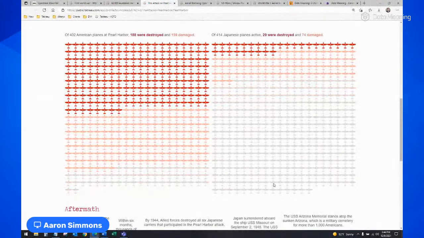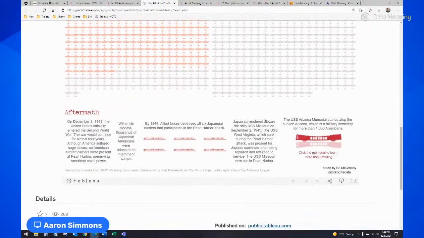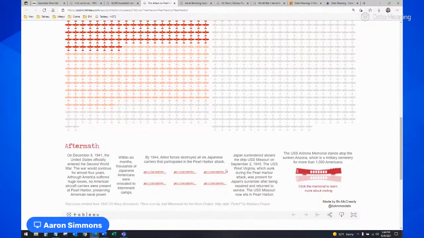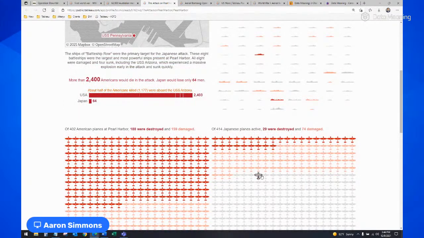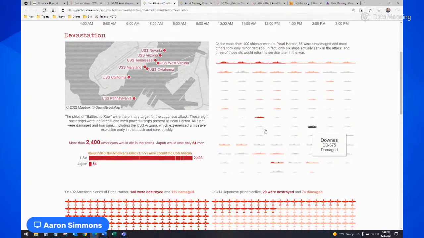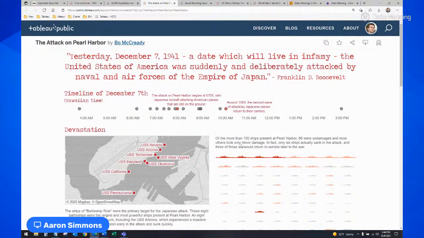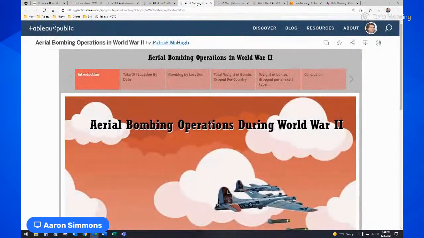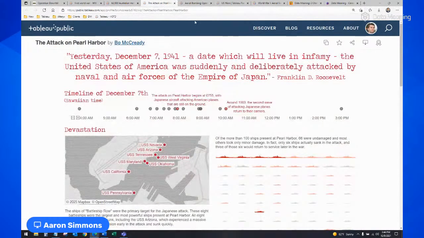Yeah, it's so interesting. And down here they do the same thing. They talk about 402 planes, 188 were destroyed, and 159 damaged. Look, these are the only ones that didn't have any damage. The planes just got taken out. And on the Japanese side, nearly all of them survived and were able to come back to where they launched from. I like how they put this story together, the use of images, the icons, and the three colors to tell three things. I love this timeline, one of the many things I liked about this. Yeah, I like seeing the overlay map, the orientation of the ships.